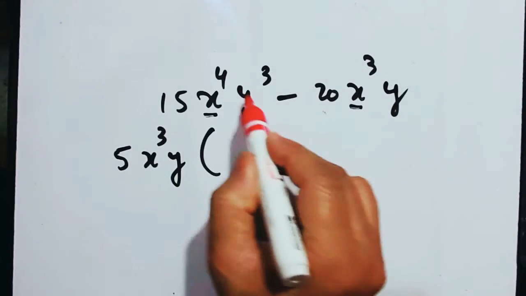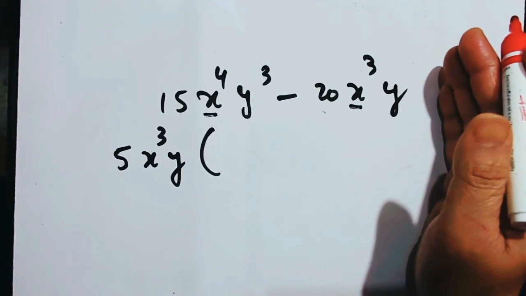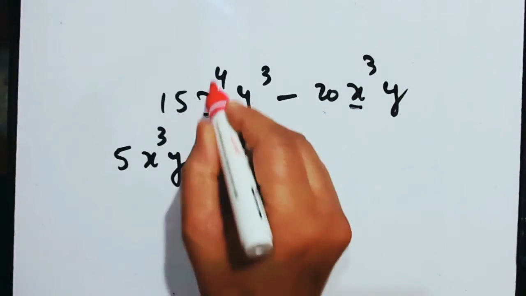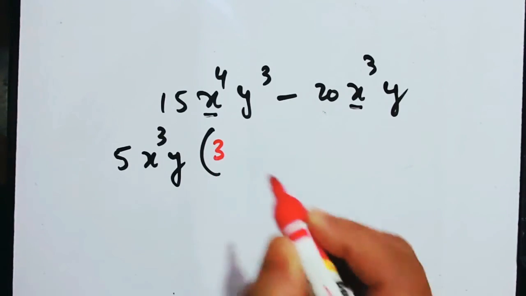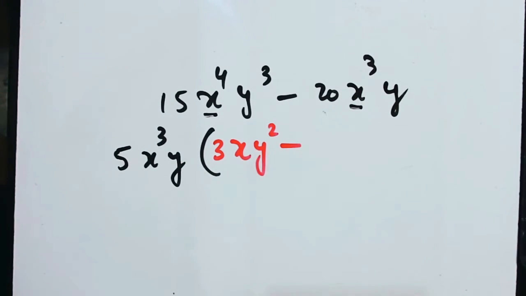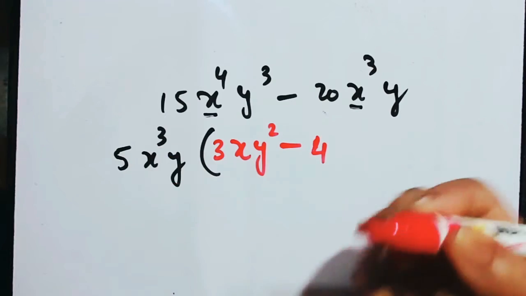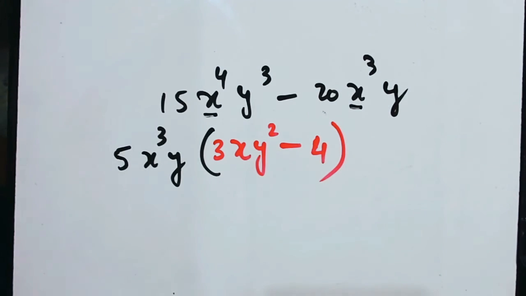Let us move ahead. 15x to the power 4 y cube divided by 5x cube y. This you will have to do in rough if you are not able to do it otherwise. If you can do it on your own, you needn't do it in rough. See how I'll divide it. 15 divided by 5 will give you 3. Now x to the power 4 divided by x cube will give you x. y cube divided by y will give you y square. Done. Now 20 divided by 5 will give you 4. x cube divided by x cube is gone. y divided by y is equal to 1. So 5x cube y times 3x y square minus 4 is our solution, isn't it?